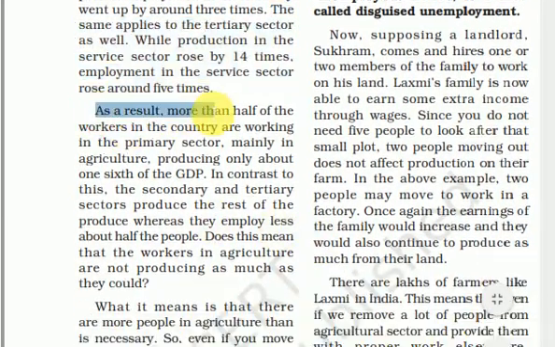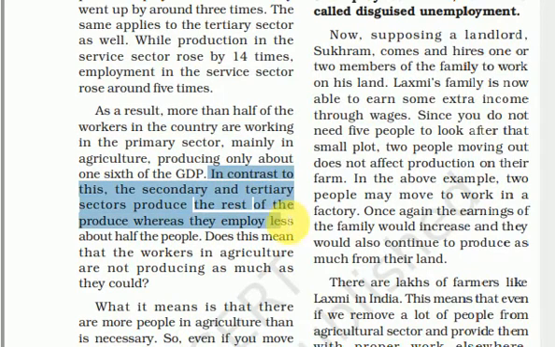As a result, more than half of the workers in the country are working in the primary sector, mainly in agriculture. Production is only about 1/6 of the GDP. So 1/6 of the GDP is produced in agriculture, yet most of the people are employed in agriculture. In contrast, the secondary and tertiary sectors produce the rest, whereas they employ less than half the people. Does it mean that the workers in agriculture are not producing as much as they could?